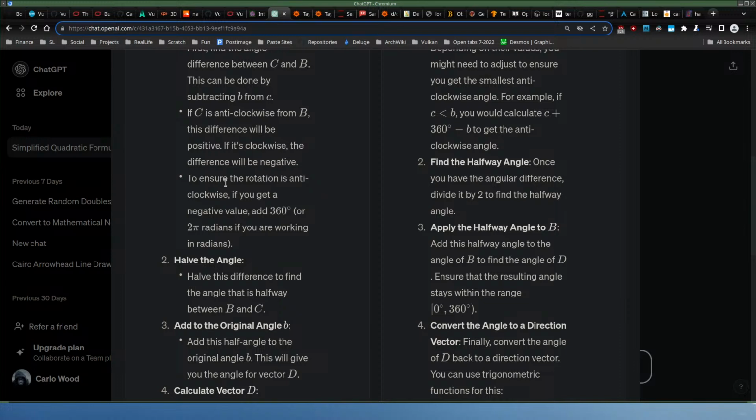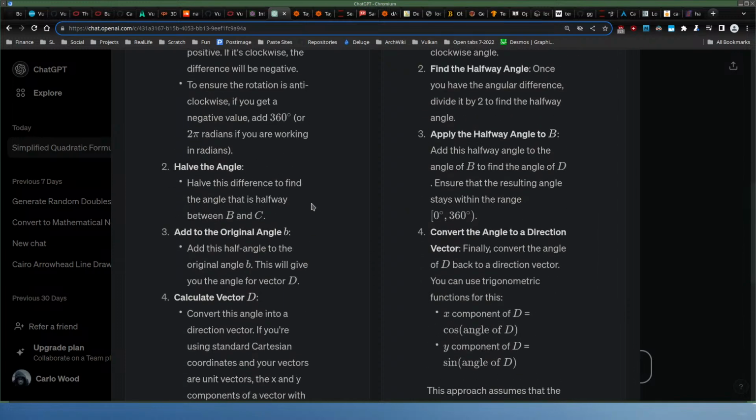Yeah, Devon, I don't know. But I mean, I understand it. So far better than ChatGPT. To ensure the rotation is anti-clockwise, if you get a negative value, add 360. Yeah, this is correct, at least for the thumbs down that I gave it.